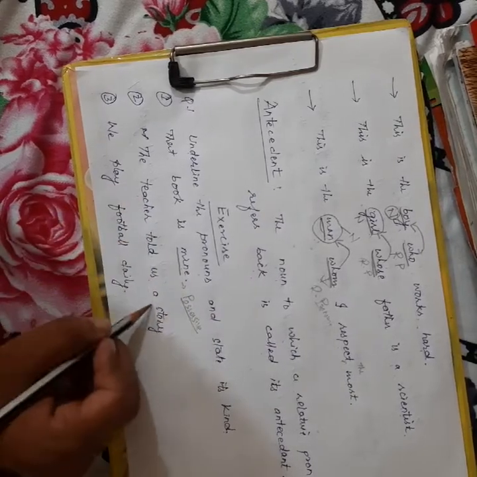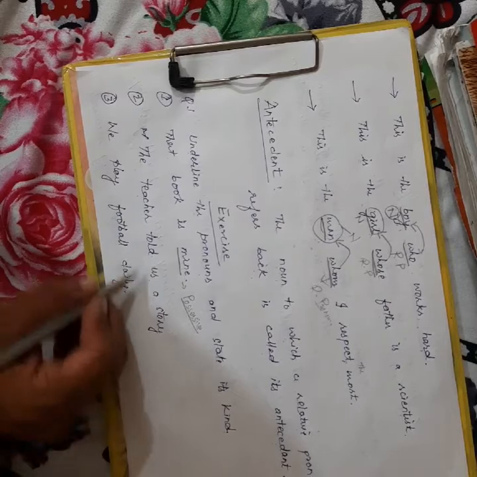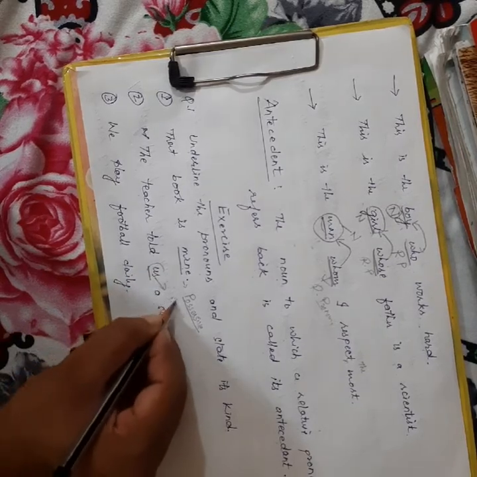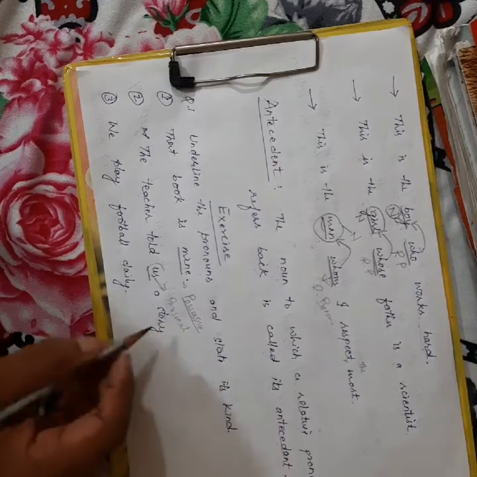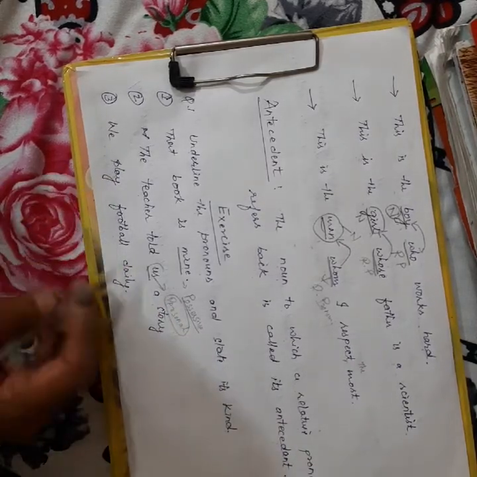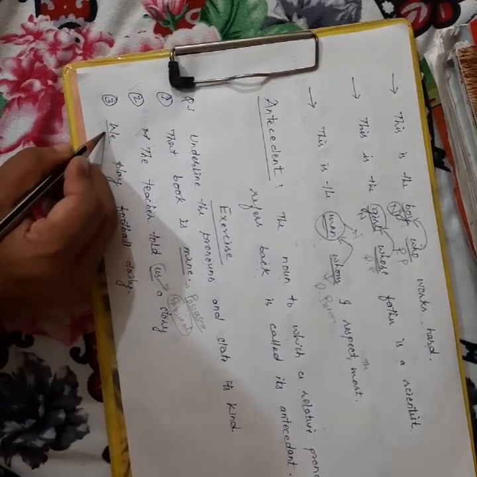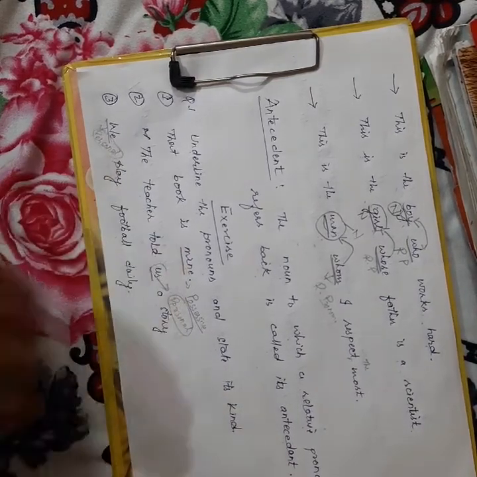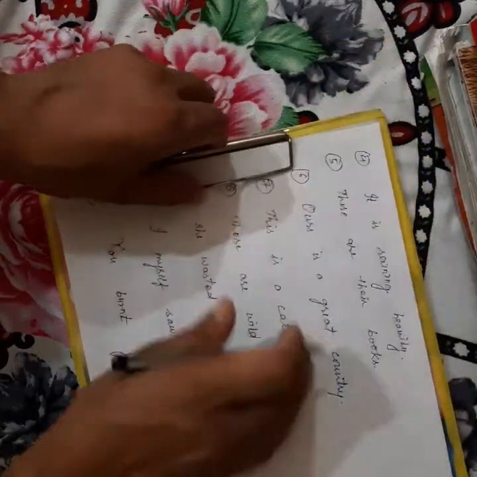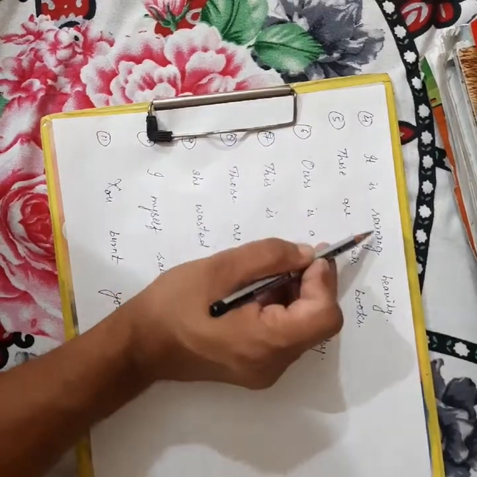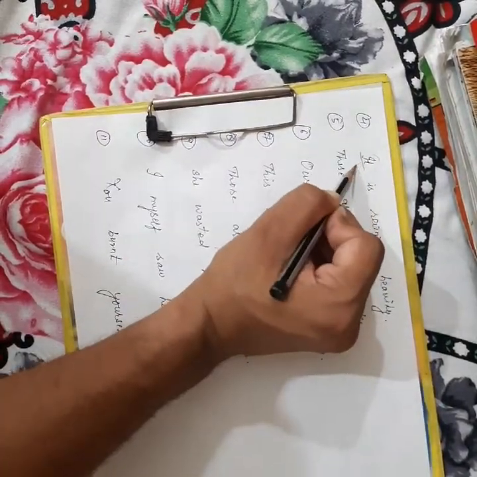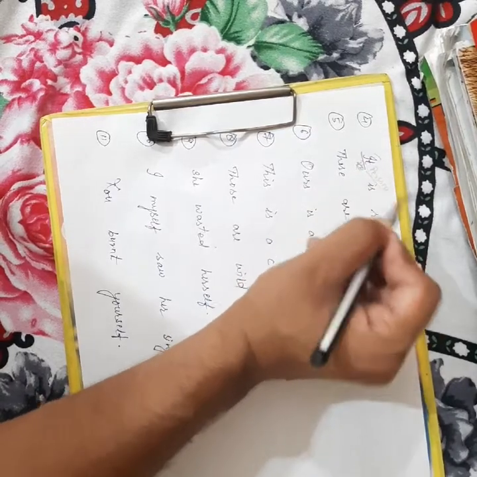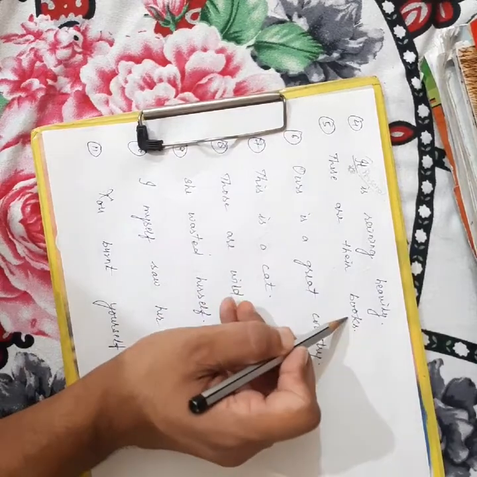Next: the teacher told us a story. Find out the pronoun first. Us is the pronoun, and what kind? Us is your personal pronoun, right? Next: we play football daily. It's very easy. We is used here as a pronoun, and what kind? Again, it is your personal pronoun. Next, fourth sentence: it is raining heavily. It is your pronoun. What kind? Personal pronoun again.